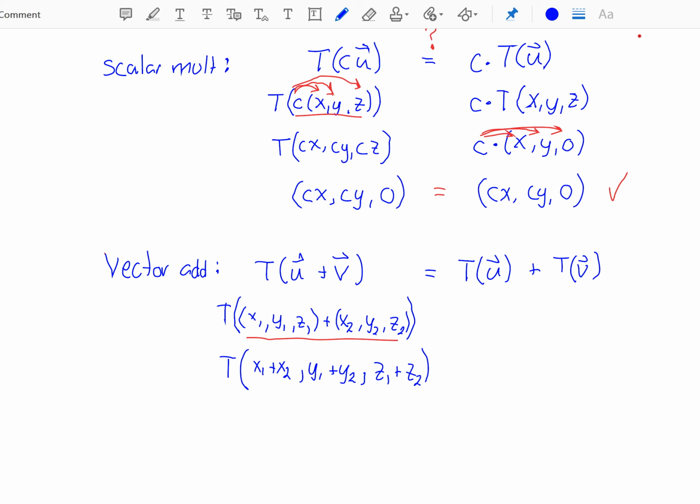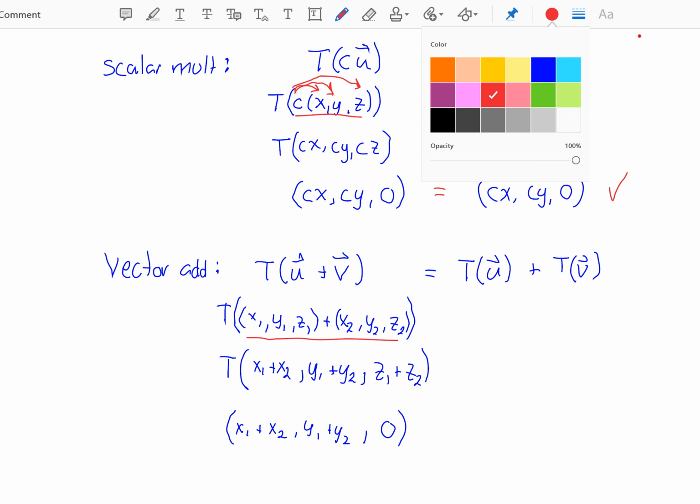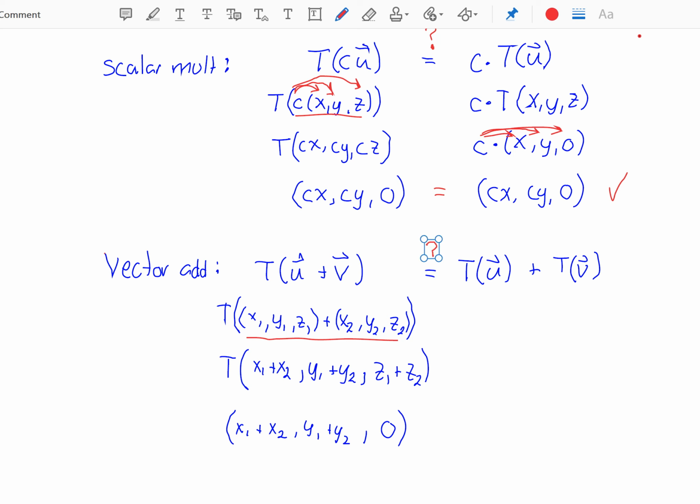Now we want to apply T to this ordered triple. And remember what T does. It leaves the first two components the same, but the z component, the third component, it makes it 0. Now we want to see, is this going to be equal to the right-hand side if we apply the transformation to each vector individually and then find the sum. So here we'll find T of our starting vector u, which we said was x1, y1, z1. And we'll add that to T of our second vector v, which we said was x2, y2, z2.